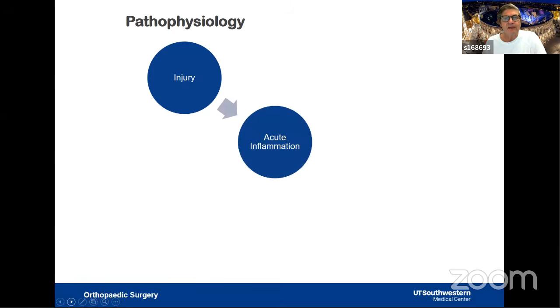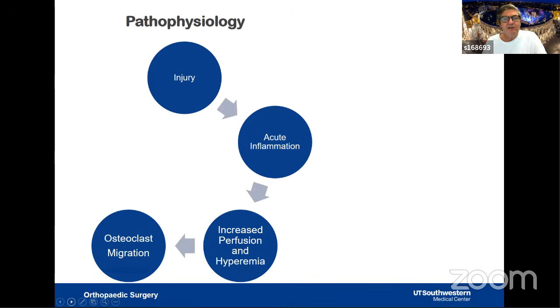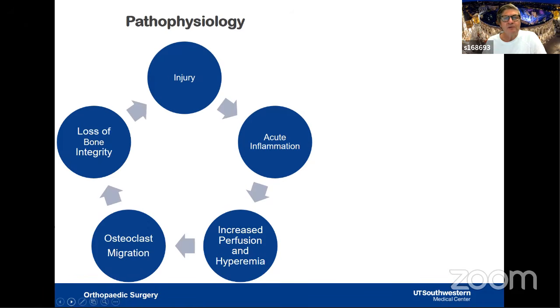What is the pathophysiology? As I've mentioned before, we have some form of injury. That injury results in an acute inflammatory response. Blood circulation increases, bringing in all the inflammatory cells. You get the hyperperfusion, the hyperemia. You get osteoclasts migrating to the site of injury, and you lose bone integrity. And ultimately, what starts as a bone contusion can end up in a frank fracture or ligamentous rupture or a fracture dislocation.